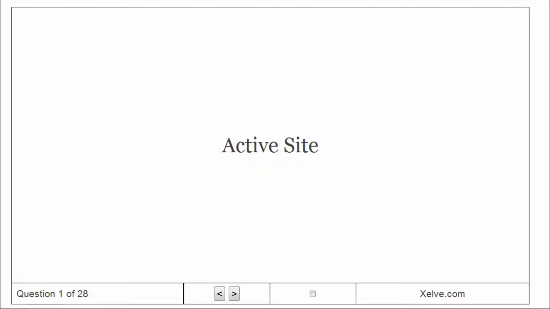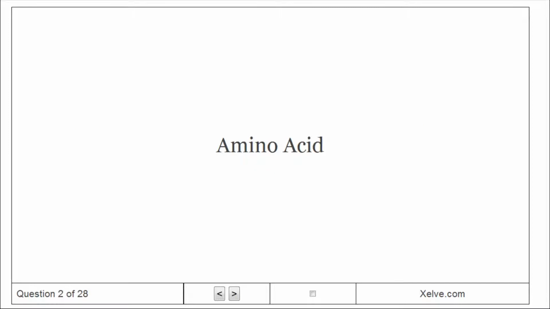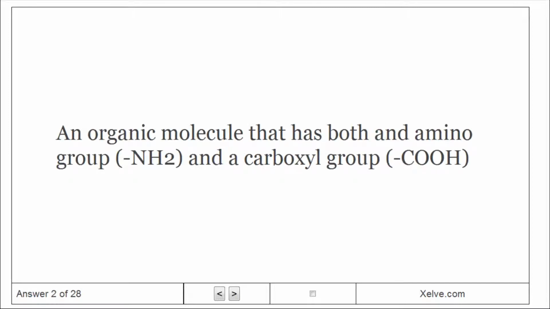Active site. The pocket or crevice to which a substrate binds in an enzyme-catalyzed reaction. Amino acid. An organic molecule that has both an amino group and a carboxyl group.